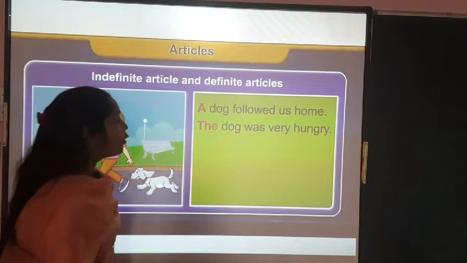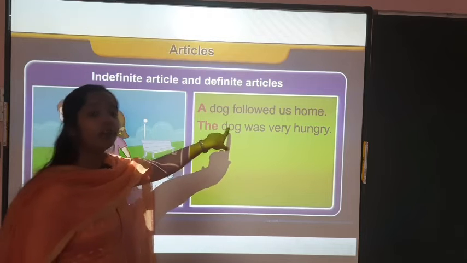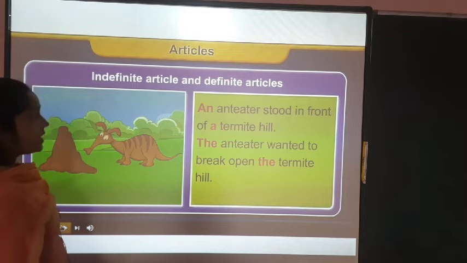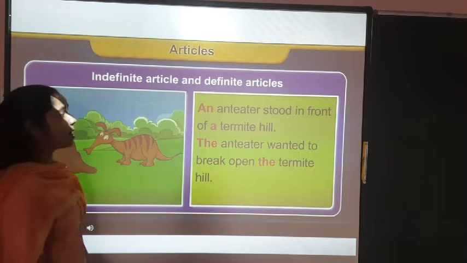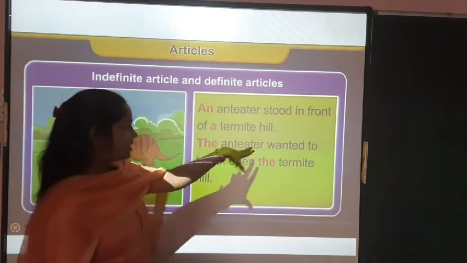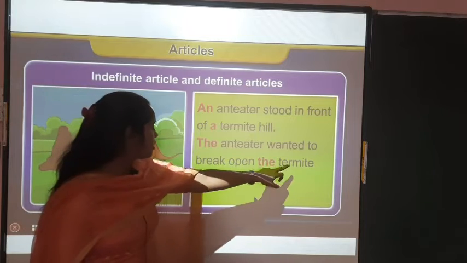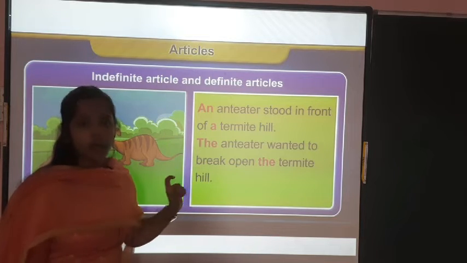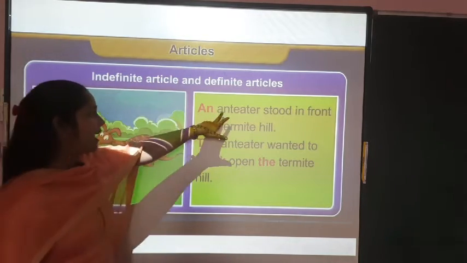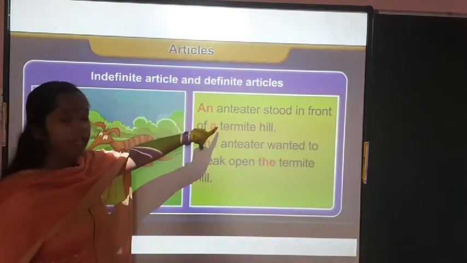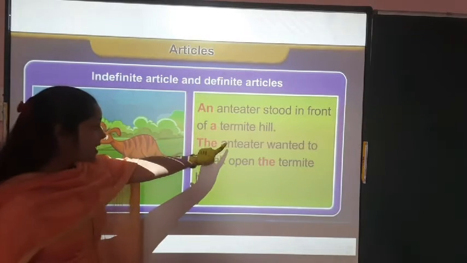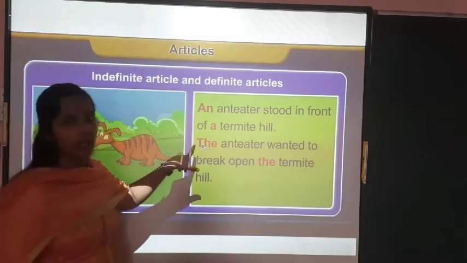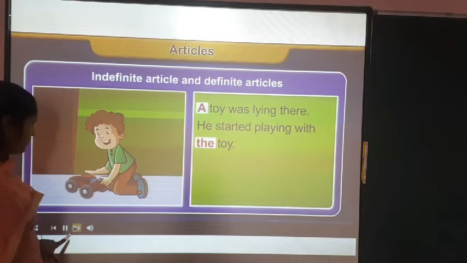See, a dog followed us home. The dog was very angry. So dog is the name of an animal. See, an anteater stood in front of a termite hill. The anteater wanted to break open the termite hill. So can you see what articles are used before certain words? Understood? See, a is a vowel, so an has been used here; t is a consonant, so a has been used here. The anteater, a is again a vowel, but it is the name of an animal, so that's why the is used.